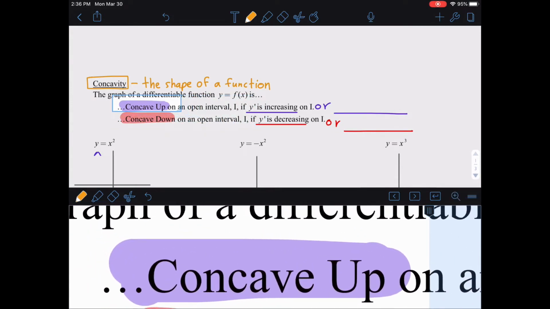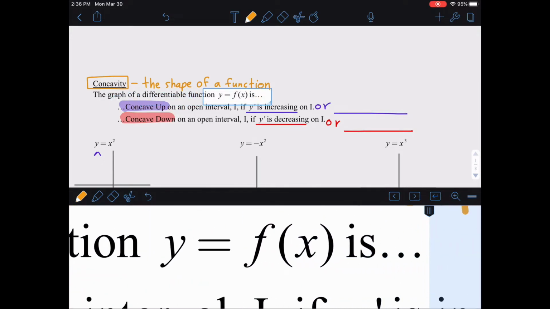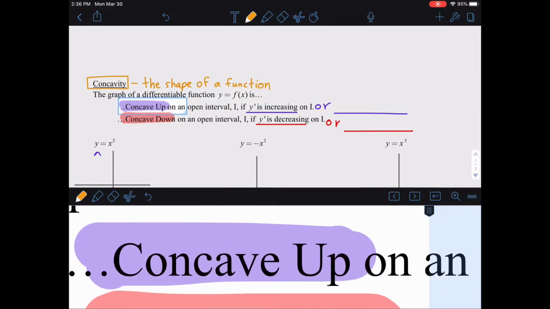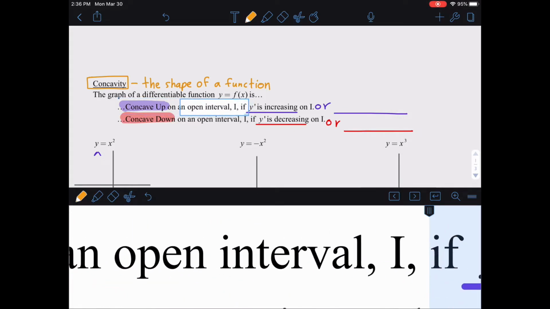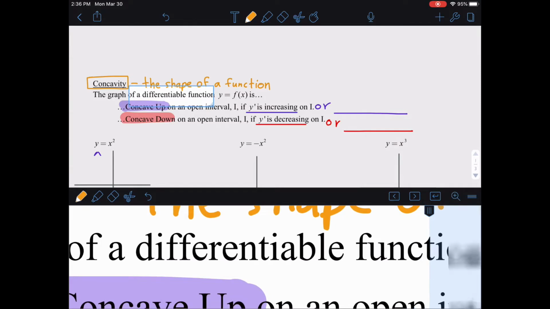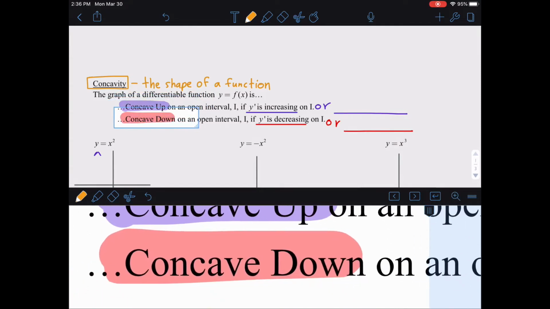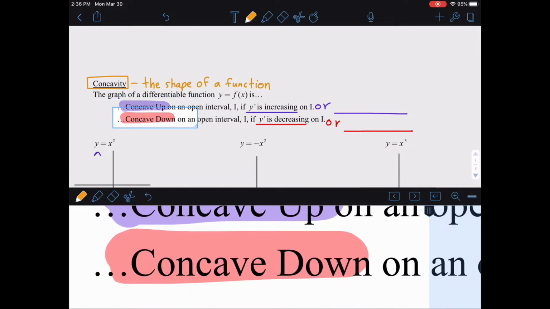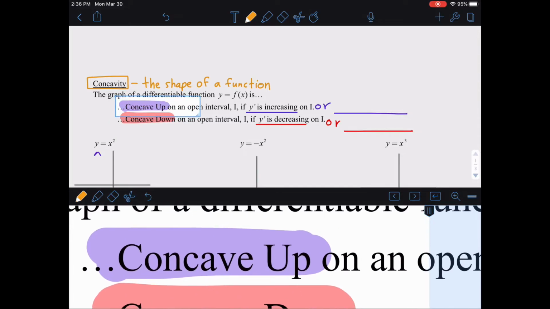Okay, so the graph of a differentiable function y equals f of x is concave up on some open interval, which we'll call I. It could be any sort of interval that's a part of the domain of the function, right? If it's differentiable, that automatically means it's continuous, right? And so what does concave up look like? What does concave down look like? Well, let's start with concave up.